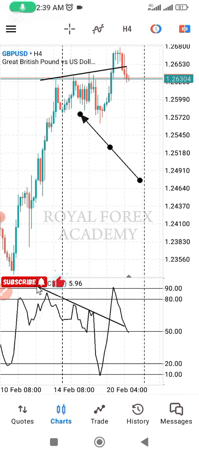Now, having established that, what market scenario do we use divergence in? Always use divergence for a continuation trade. Always. And whenever possible, use divergence for a continuation trade. Please do not use divergence for a reversal. Look at this carefully. Price has been bullish.